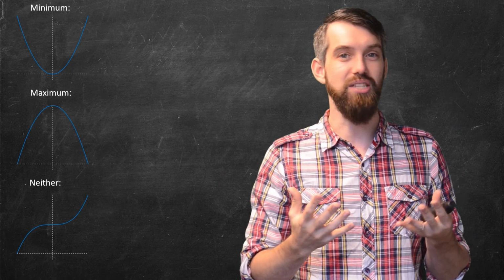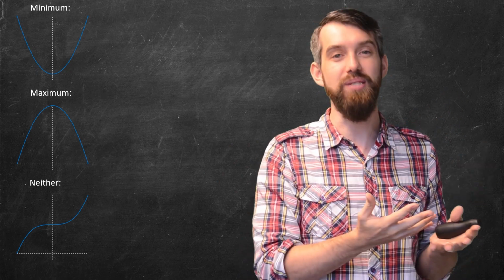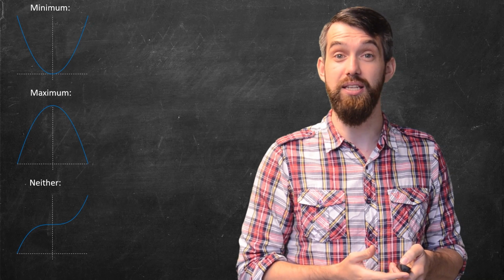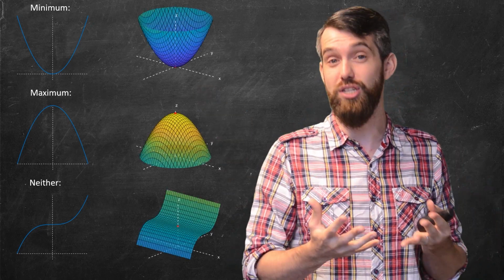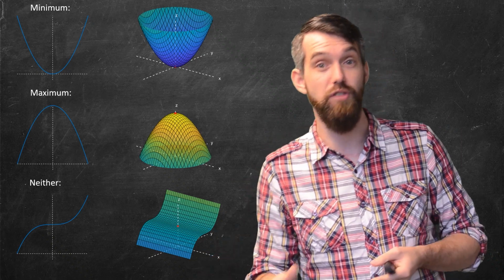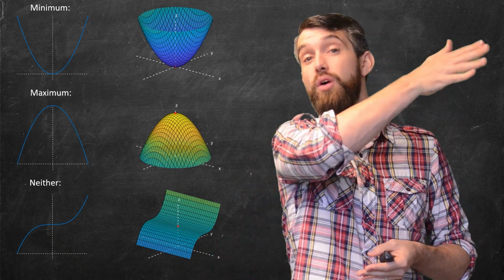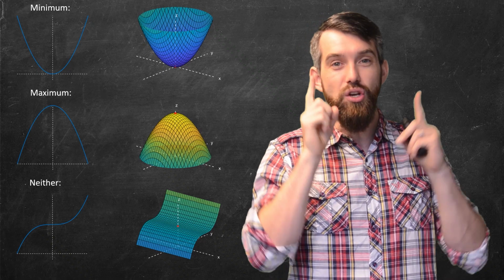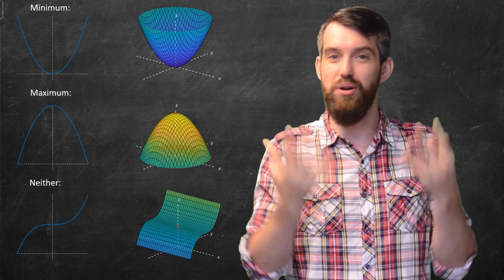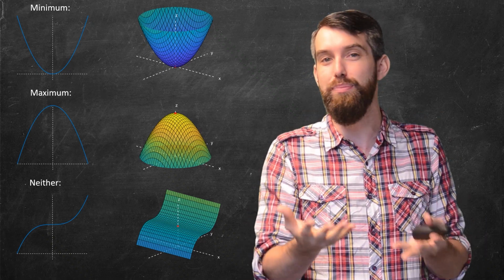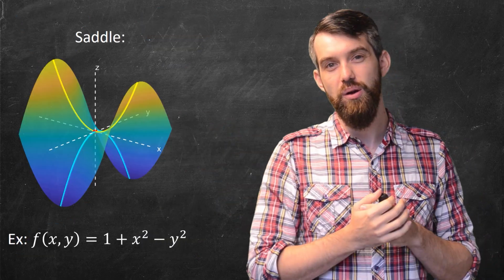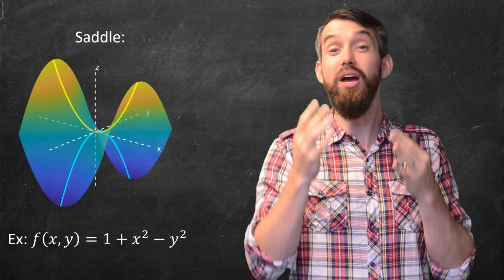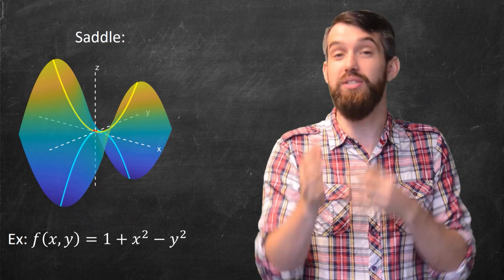Now, the first thing to say is all three of these scenarios repeat themselves in the multivariable calculus case. You can have a minimum, you can have a maximum, and neither situation can also occur. You can sort of be going up, flattening off, and then going up again. But there's a new situation that can happen in the multivariable calculus case that couldn't happen before, and that's the idea of a saddle.